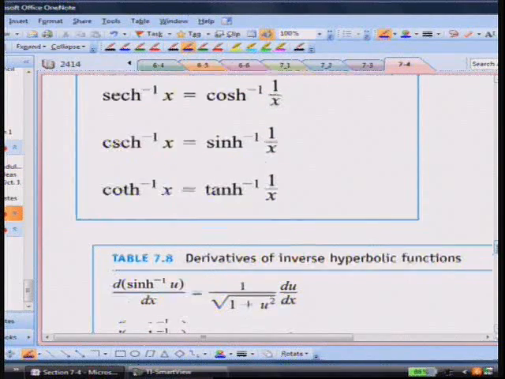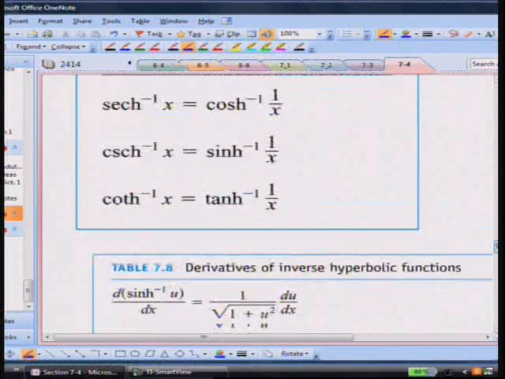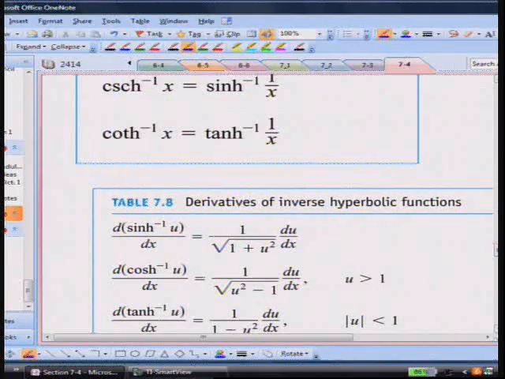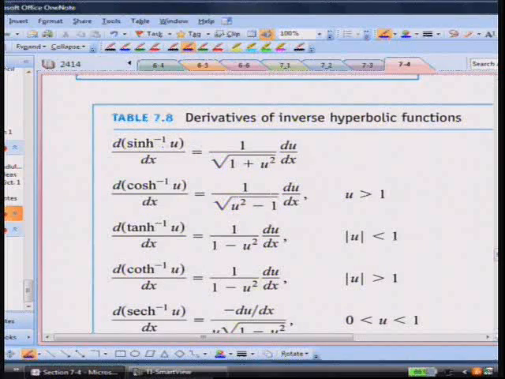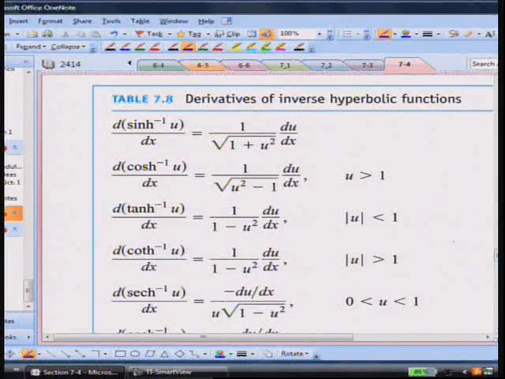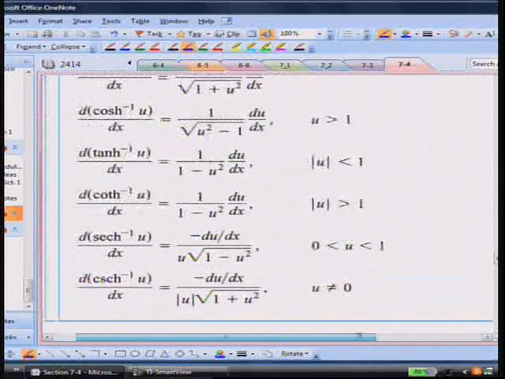The derivatives of these functions are fun because they just look so crazy, but you can read in your book if you want to derive them, or we can just take them as they are. The inverse hyperbolic sine derivative is 1 over the square root of 1 plus u squared times du dx. And then we have all of these derivatives here, and we do have some restrictions on them. And then I think we have some integrals too. Did I put them? Well, we'll get them in a minute.